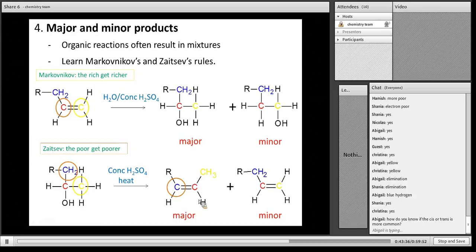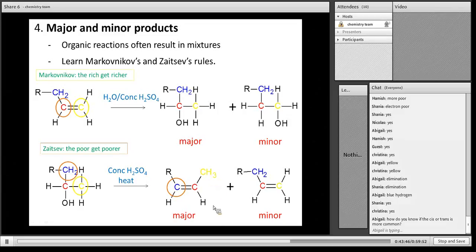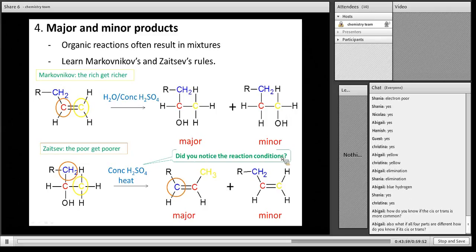In your body, it's the other way around, because your body is run by enzymes and proteins and that sort of thing. So if you had the methyl down here and that ethyl up there, they're on opposite sides, they don't repel as much. Now, what I've also got here is, did you notice the reaction conditions?